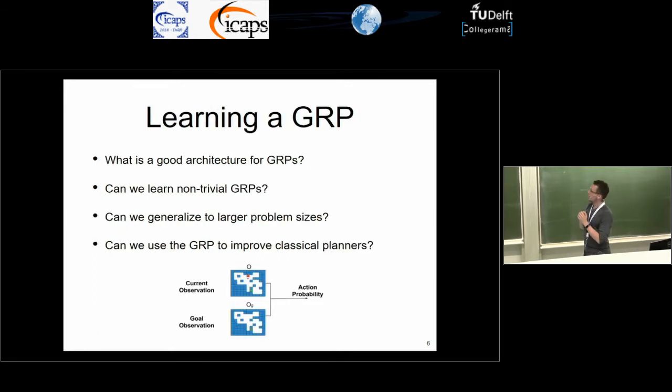Okay, so we have this general structure that we defined and a way to train it. We want to answer the following questions. What makes a good architecture? What can we put inside? We want something that's capable of representing the planning computation that needs to happen, something that's expressive enough. Once we have that, can we learn non-trivial policies? Can we learn policies on smaller domains and have them generalize to bigger domains? And finally, can we use this generalized reactive policy with a planner to improve classical planners?